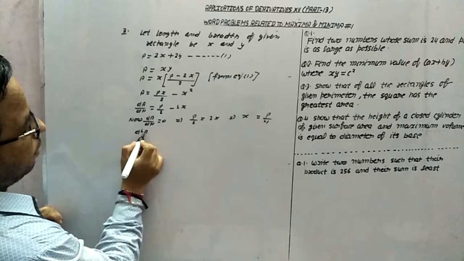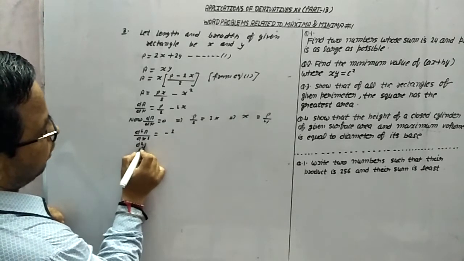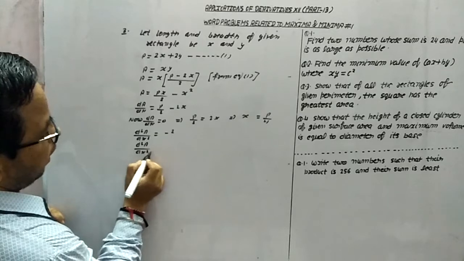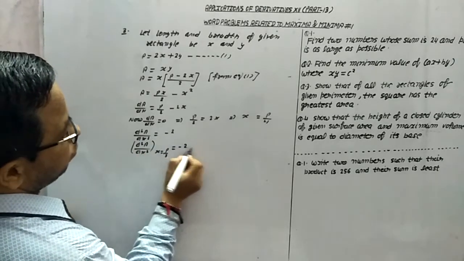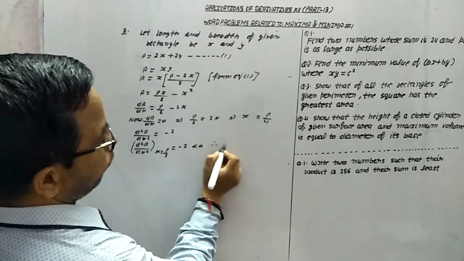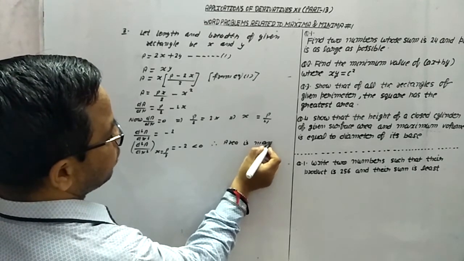Now d2A by dx square is minus 2. d2A by dx square at x equal to P by 4 is minus 2, which is less than 0. Therefore area is maximum.